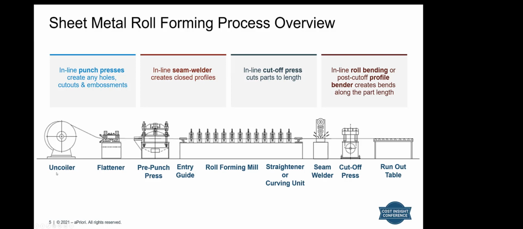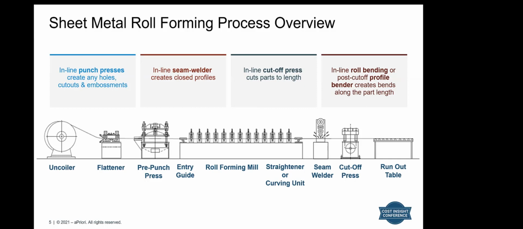We start with an uncoiler, which feeds the coiled material stock into the line. The stock then passes through a flattener, which removes any bow from the material. The line typically includes at least one punch press to create any holes, cutouts, or embossments in the part. In this illustration, we show just a pre-punch press, meaning that the press is in line before the roll forming mill. Pre-punching is used for parts which have pretty typical or standard tolerance requirements, which allow the holes and features to be punched in the flat strip.